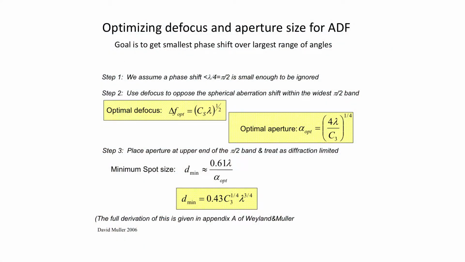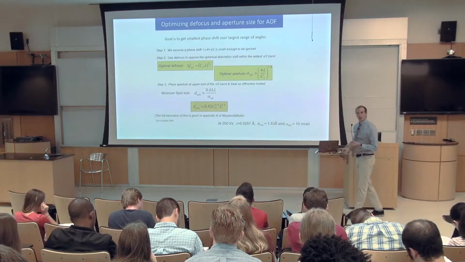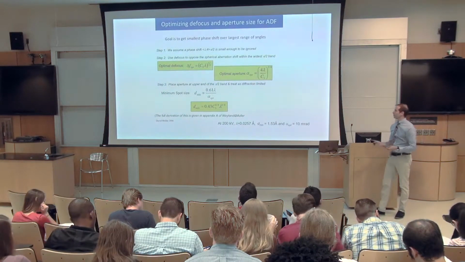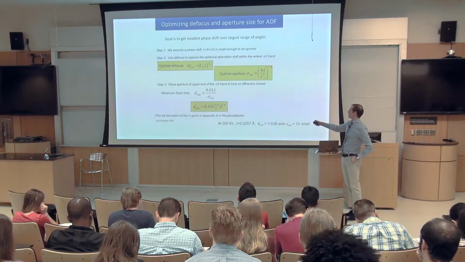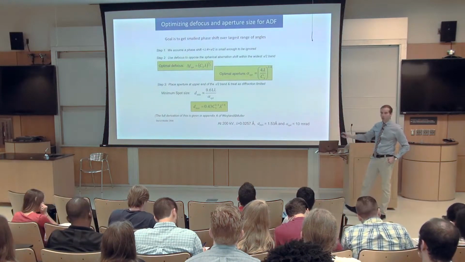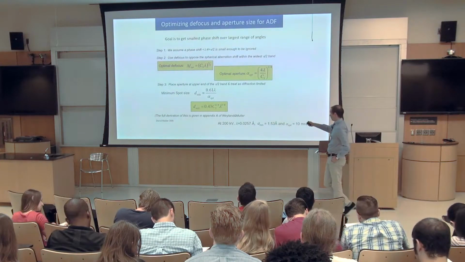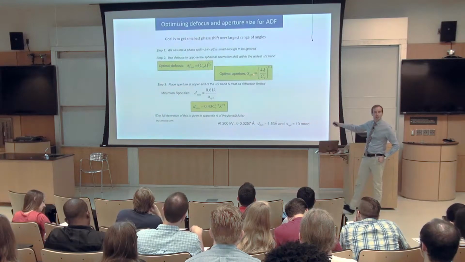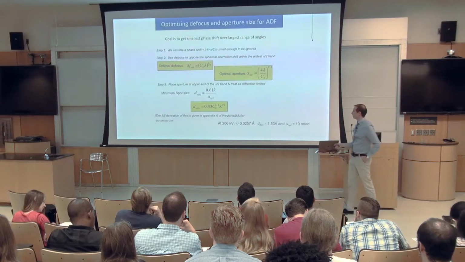Okay, so we can analytically describe how to best balance those two competing forces, defocus and spherical aberration, to get an equation for the optimal defocus as a function of spherical aberration. So the defocus will increase as your spherical aberration increases. The optimal aperture will decrease as your spherical aberration increases. So we need to cut off higher angles if we have large spherical aberrations.